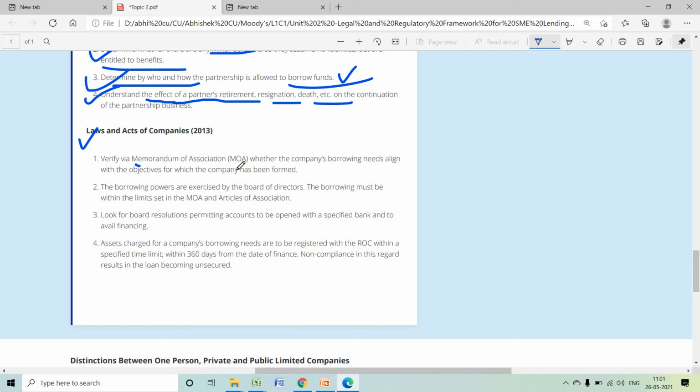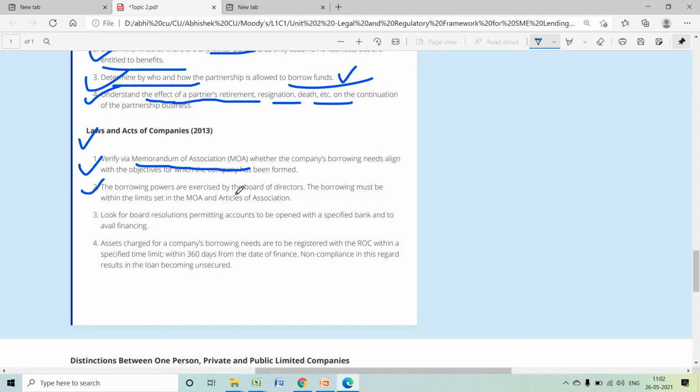So, verify via the MOA, Memorandum of Association, whether the company's borrowing needs align with the objective for which the company has been formed. If they are borrowing according to their objective clause, for example, if a company is borrowing for their own business, then it is okay. They cannot borrow it for a director's daughter's marriage, right? So, it is not in their objective.